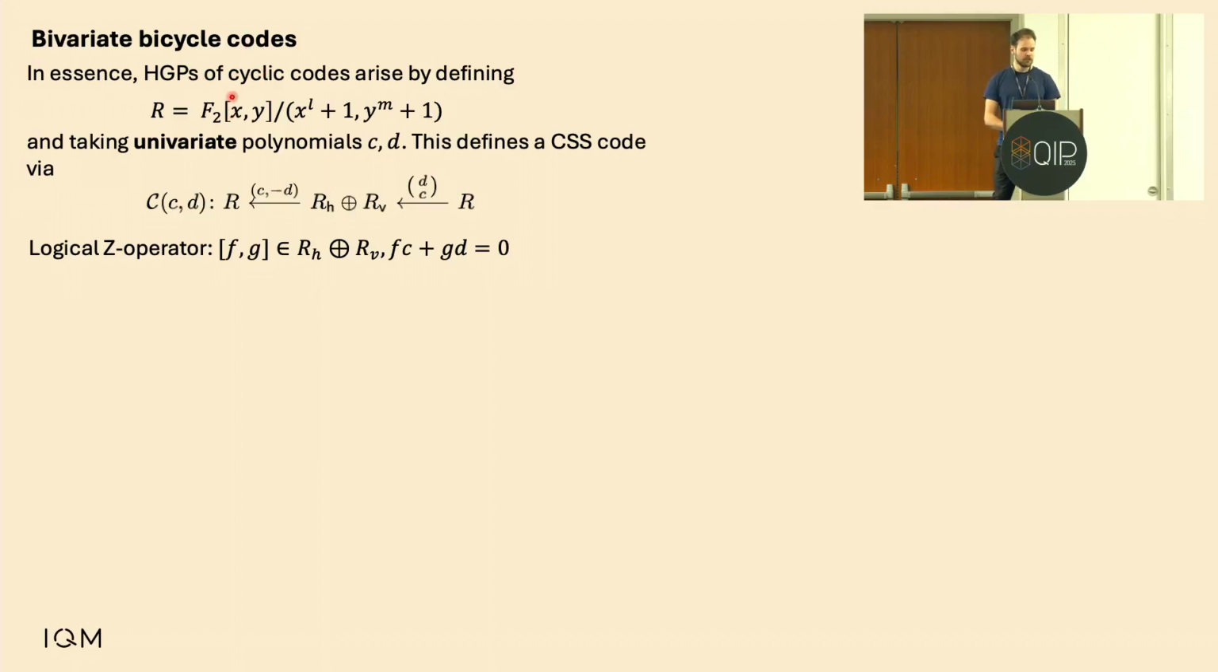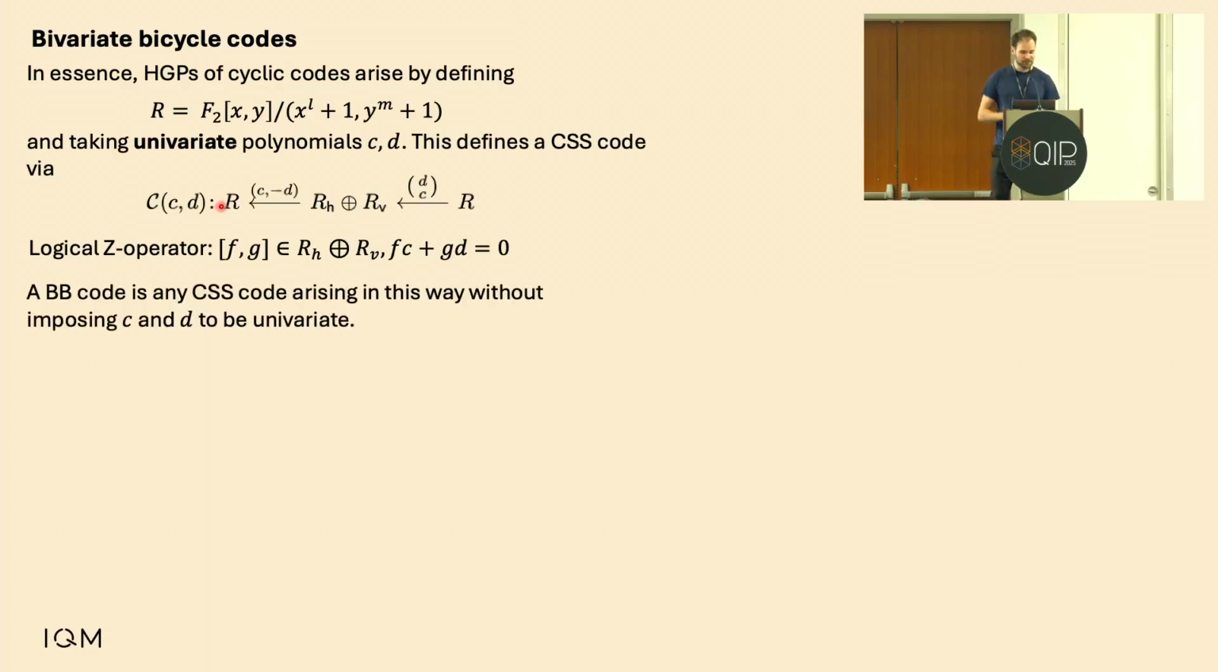We took 2 univariate polynomials in this ring, and then we defined the following chain complex. I mean, this is just everything we did on the last slide. And this gives you a CSS code. And the most obvious way of generalizing this is, instead of taking univariate polynomials, you now take bivariate polynomials, which will give you a bivariate bicycle code. So if you stop assuming that your 2 polynomials are univariate, you drop the product structure.